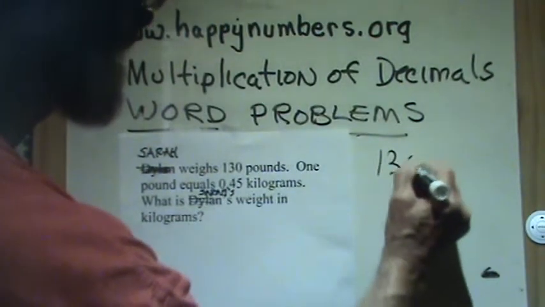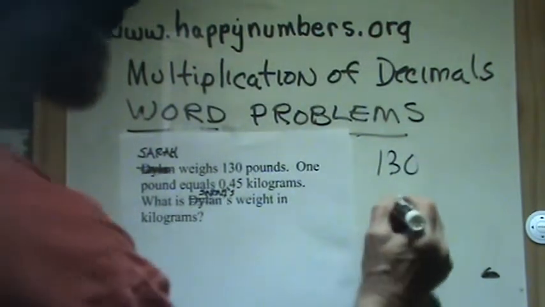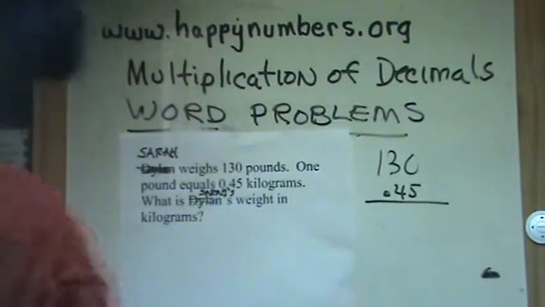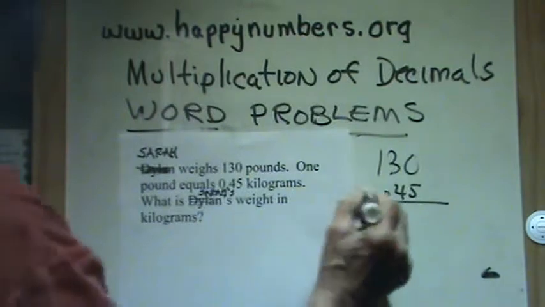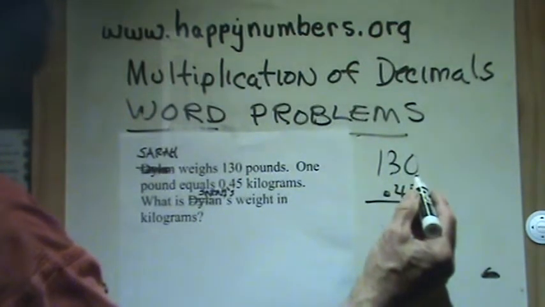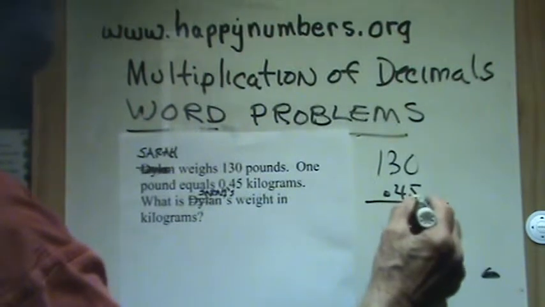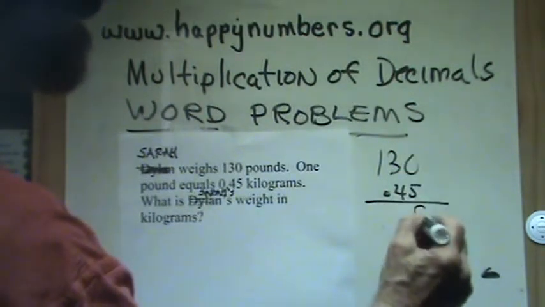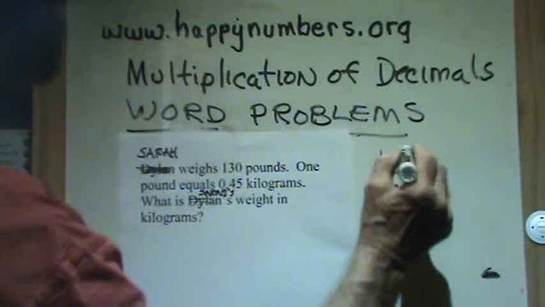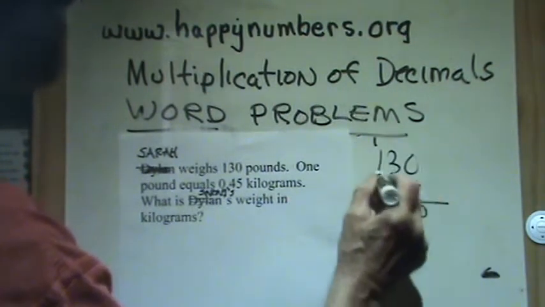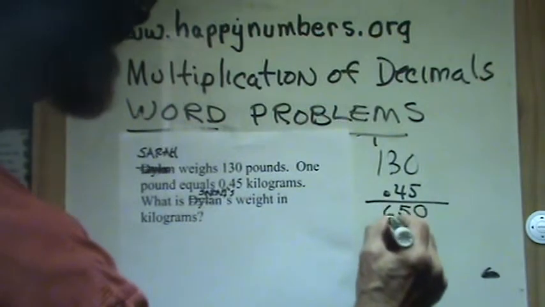130 pounds Sarah weighs. 0.45 kilograms is equal to 1 pound, and we want to know how many kilograms she weighs. So we're going to multiply 130, the whole number 130, by 0.45. So let's do the multiplication. 5 times 0, 0. 5 times 3 is 15, carry a 1. 5 times 1 is 5, and 1 is 6.